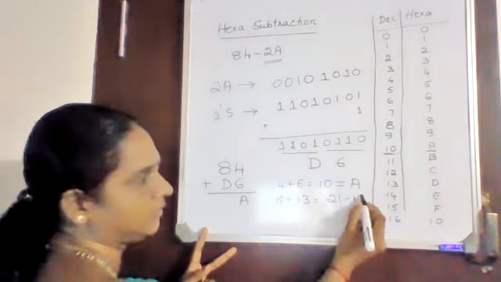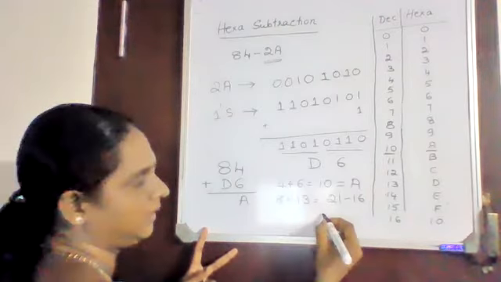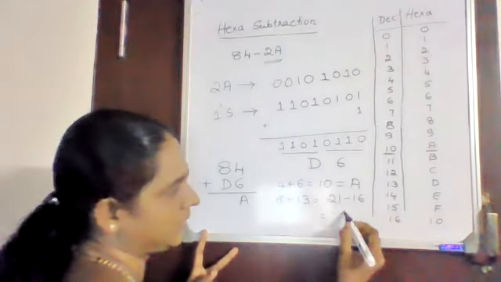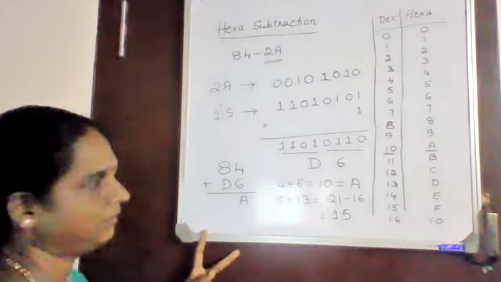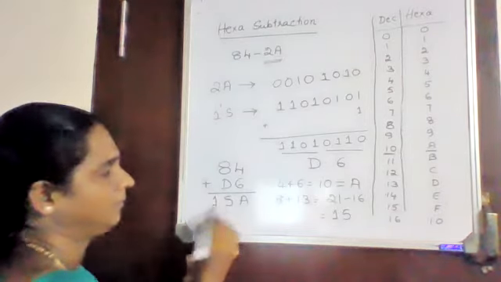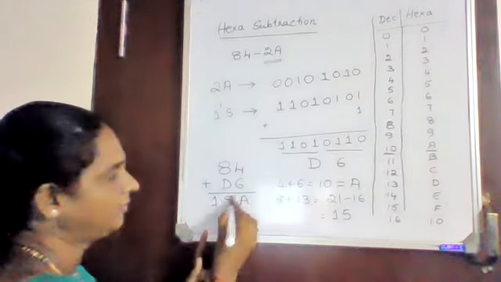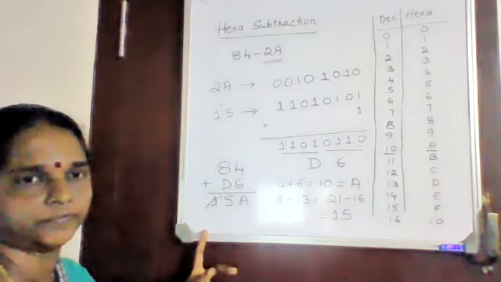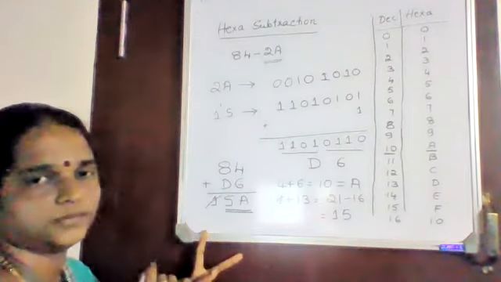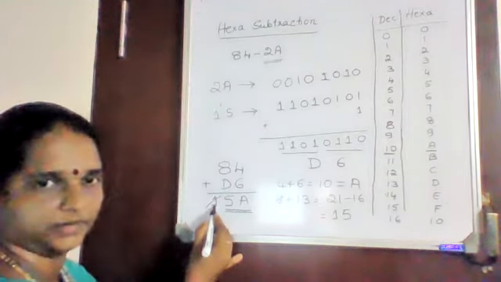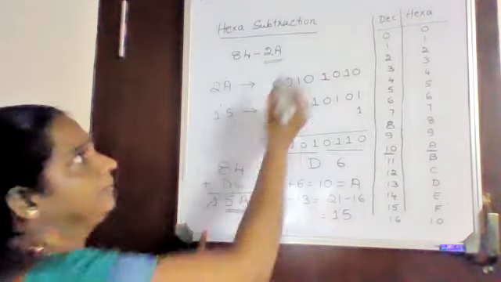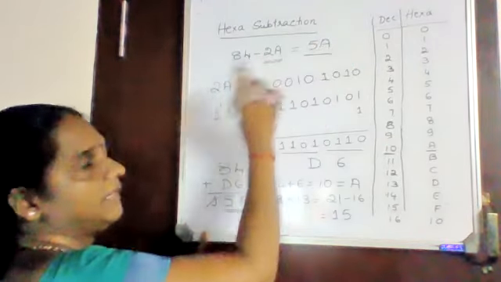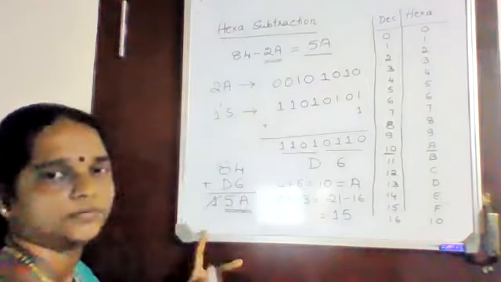Once again subtract 16 from that. What is remaining? 16 is subtracted from 21, which is equal to 5 with carry 1. Write here 5, 1. Now, the subtracted value is obtained by discarding this carry. So, the answer is 5A. Discard this carry 1. Only 5A. That is the subtraction value. Difference of 84 minus 2A is equal to 5A.